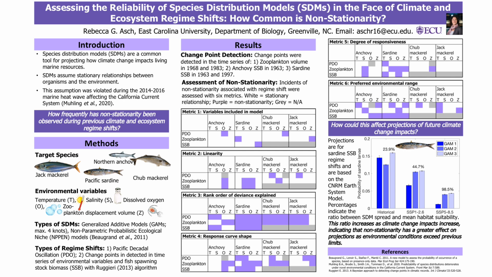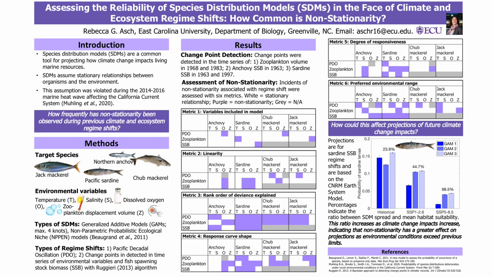So basically what I did is look at a model for one regime and then for another regime and evaluated whether you got the same model. If you do, then you have stationarity. If you don't get the same model, then you have evidence of non-stationarity. This was done for the Pacific decadal oscillation and also for change points in the time series of zooplankton volume and the spawning stock biomass of anchovy and sardine. So we have 3 different types of regime shifts based on those criteria.